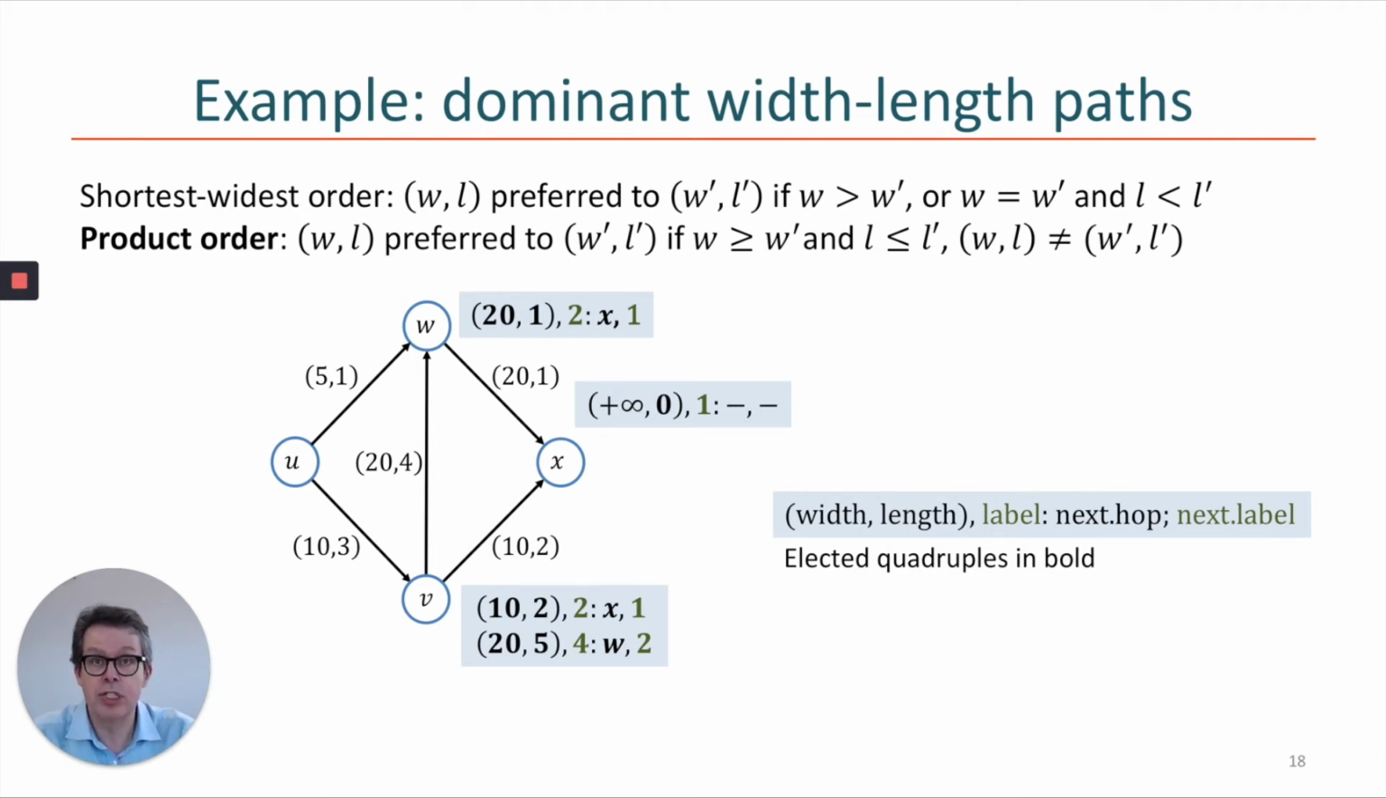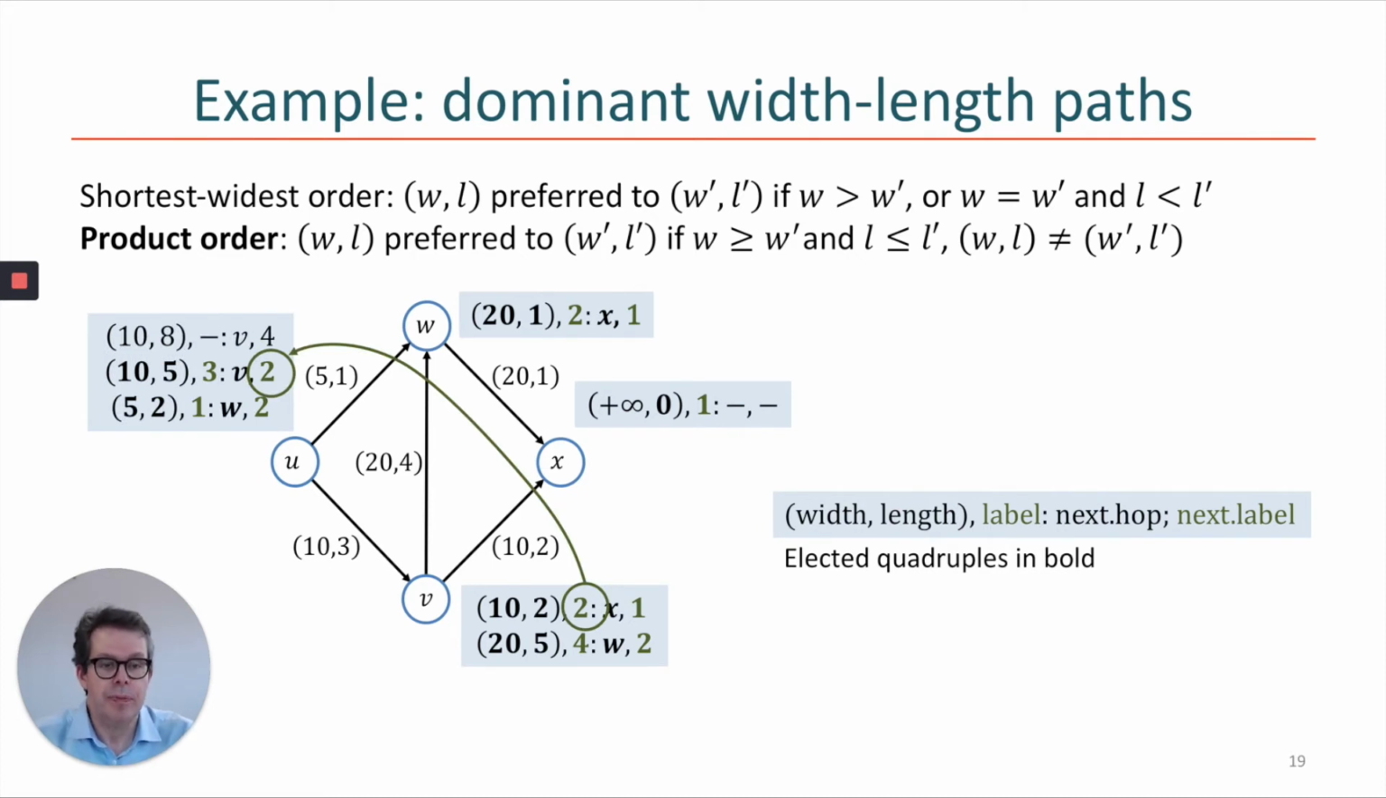But now, according to the product order, these two width lengths are incomparable. Both are elected. Node V distinguishes them by assigning label 2 to 10, 2 and label 4 to 20, 5. Both these width lengths and the associated labels are advertised to node U. Thus, node U learns 10, 8 and 10, 5 from V, and it learns 5, 2 from W.